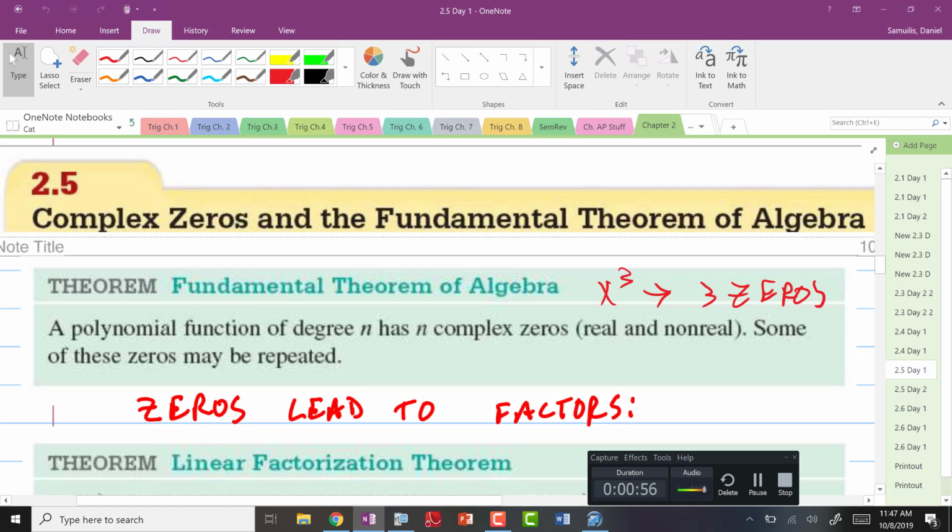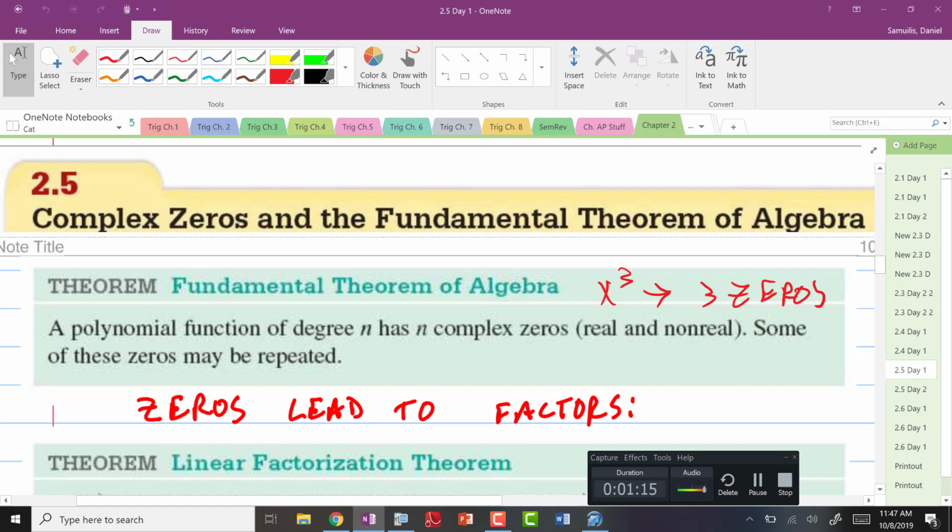The fundamental theorem of algebra simply says the degree of the polynomial is also equal to the number of zeros of that polynomial, real or imaginary. Now we're going into imaginary zeros. Today we're breaking up 2.5. Today is the multiplication day. You're going to get zeros, then you're going to FOIL.